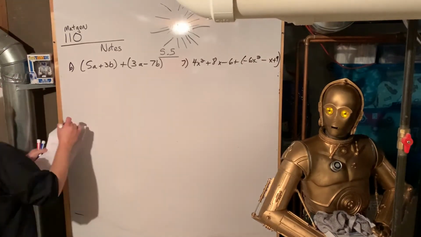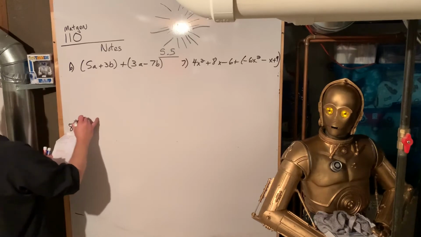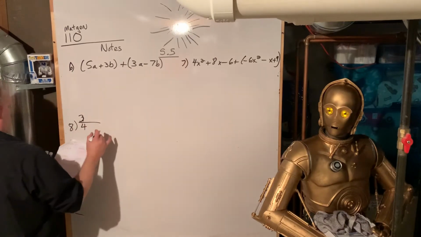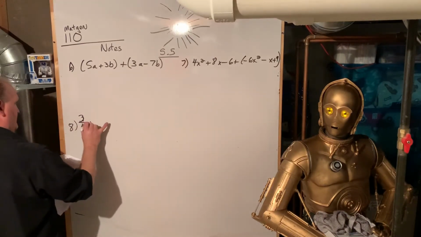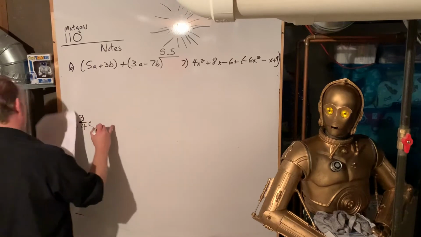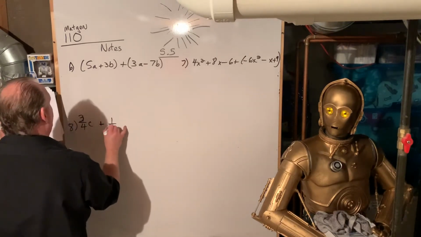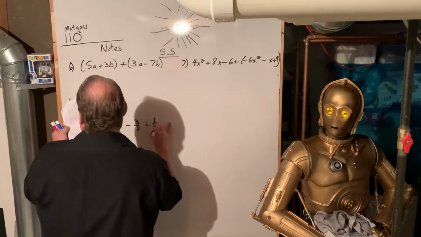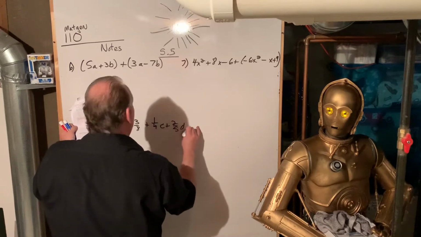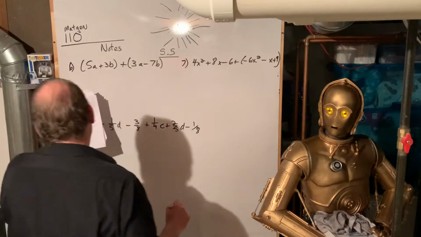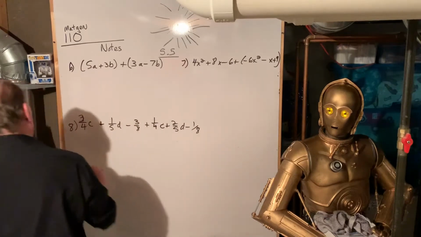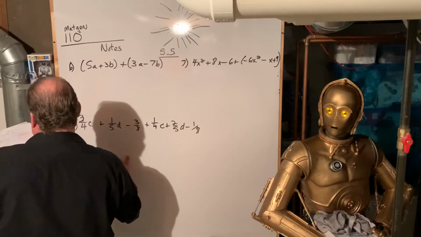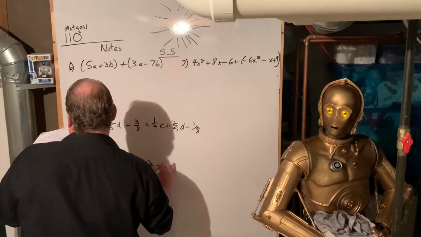We have, oh boy, fractions aplenty here. 3/4 c plus 1/5 d minus 3/8 plus 1/4 c plus 2/5 d minus 1/8. And then they have number 9, add these up: 2/3 g cubed plus 1.2 g minus 6.